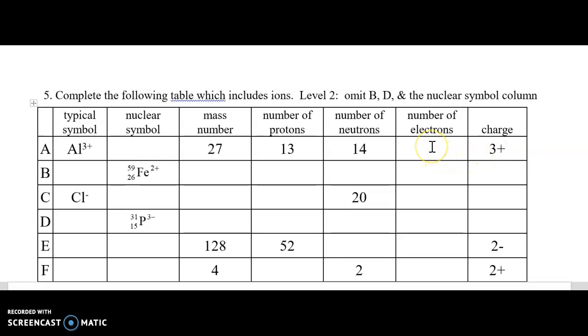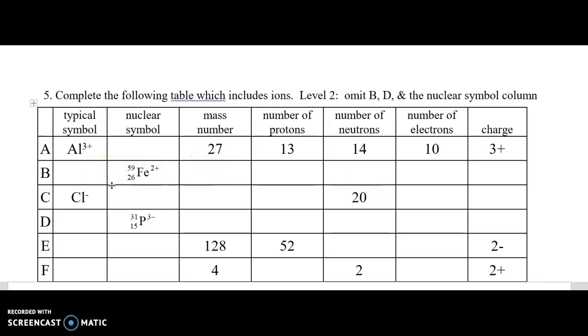So the number of electrons we have to figure out by what the charge is and the number of protons. Remember, when you have a positive ion, it's positive because there are more protons than electrons. Sorry, I said that wrong. The 3 means there are 3 more protons than electrons. You have to have more protons, which are positive, than electrons, which are negative. So this atom has 3 more protons than electrons. With 13 protons, it must have 10 electrons.